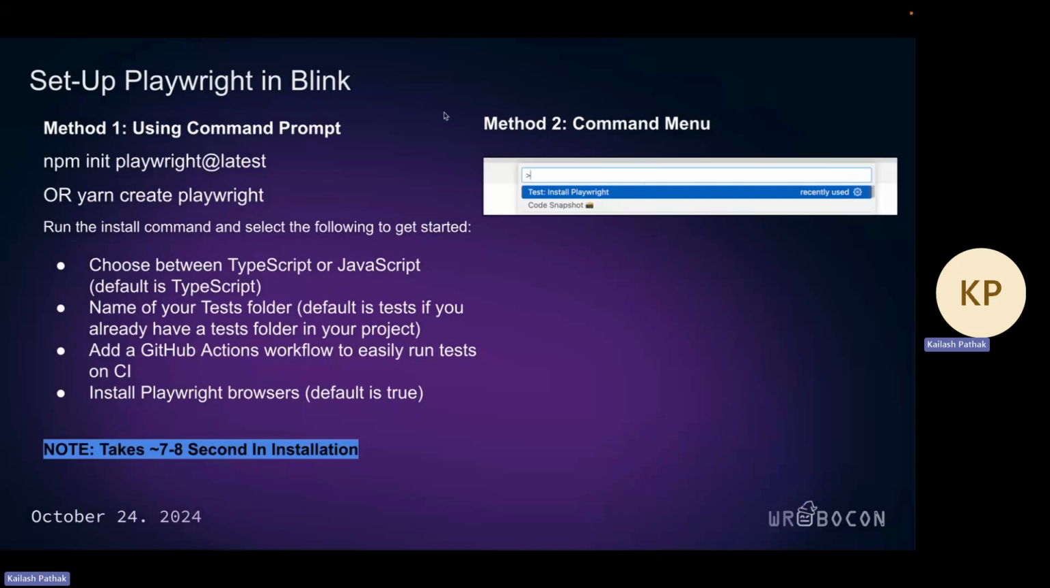The other way to install Playwright is using VS Code. We just have to write this command, and Playwright will install in 7 to 8 seconds. It takes hardly 7 to 8 seconds to install. When we do the installation, it will ask whether you want TypeScript or JavaScript. It's up to you. The default is TypeScript. If you want to create your scripts in JavaScript, you can select JavaScript.